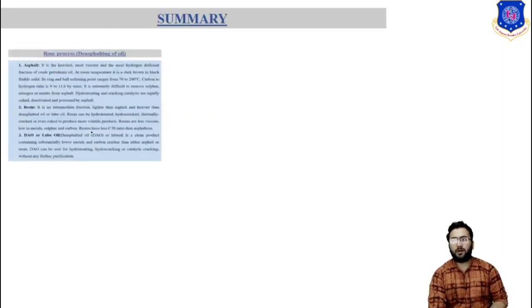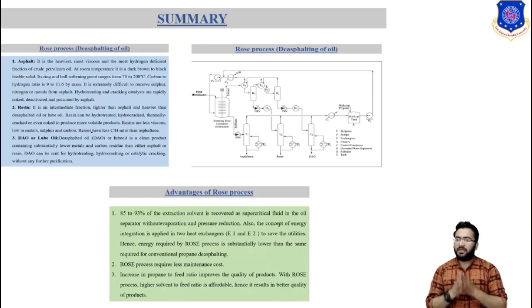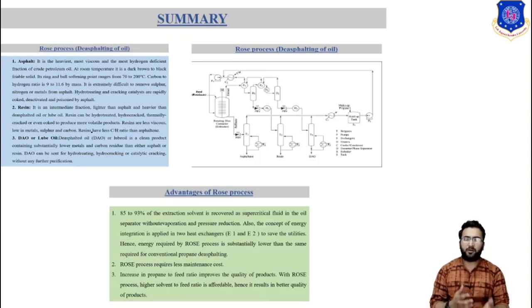So this is all about today's lecture. In this lecture, we have discussed the ROSE process, the various products obtained from it such as asphalt, resins and lube oil, and then the various advantages of the ROSE process compared to the conventional propane deasphalting process.